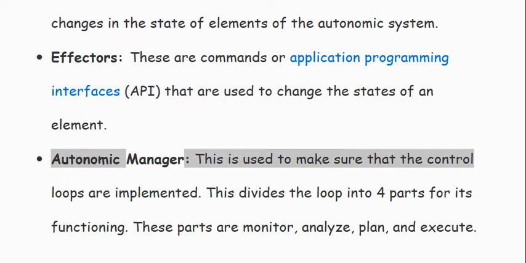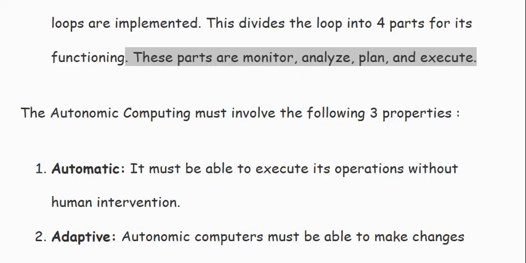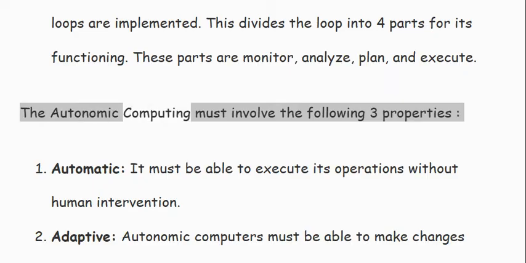Autonomic Manager. This is used to make sure that the control loops are implemented. This divides the loop into 4 parts for its functioning. These parts are Monitor, Analyze, Plan, and Execute. The autonomic computing must involve the following 3 properties.